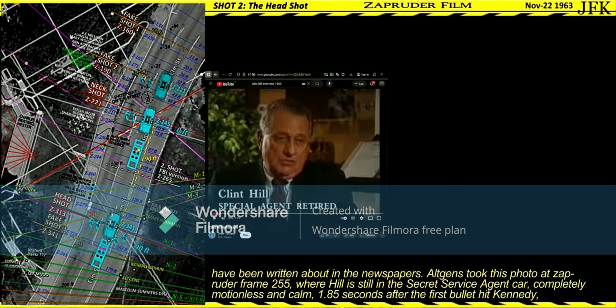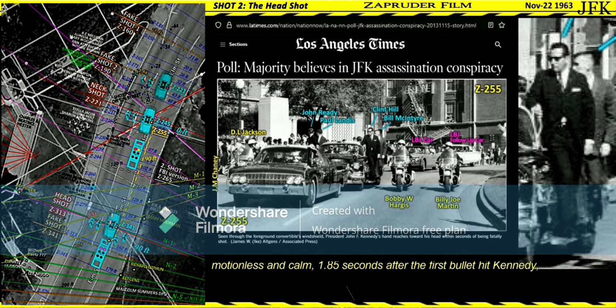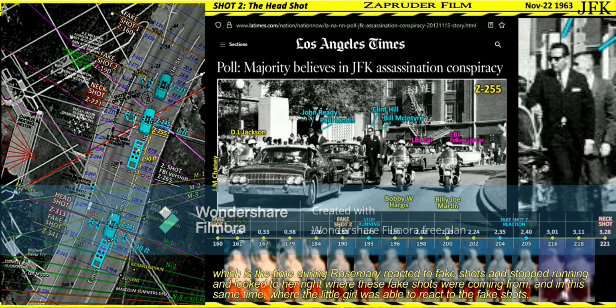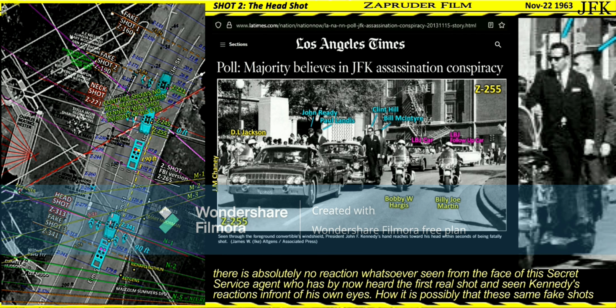Altgens took this photo at Zapruder frame 255, where Hill is still in the Secret Service agent car, completely motionless and calm, 1.85 seconds after the first bullet hit Kennedy, which is the time during which Rosemary reacted to these fake shots, stopped running and looked to her right where these fake shots were coming from. In this same time, where this little girl was able to react to the fake shots, there is absolutely no reaction whatsoever seen on the face of this Secret Service agent, who has by now heard the first real shot and seen Kennedy's reactions in front of his own eyes.